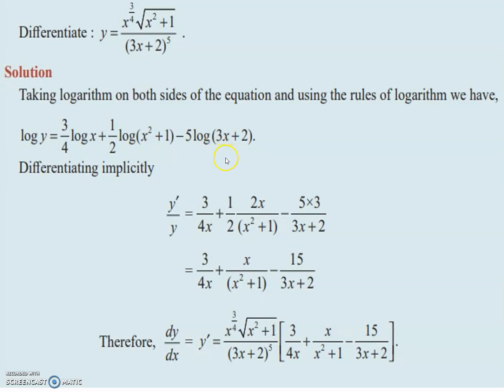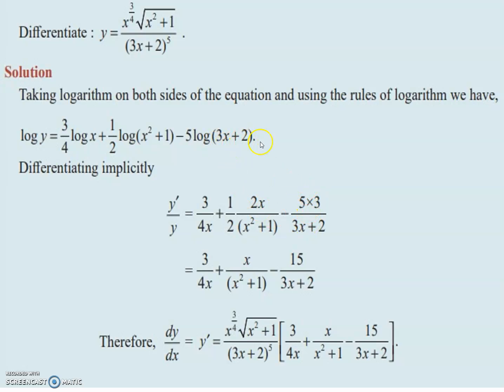Now differentiate with respect to x on both sides. log y gives 1 upon y dy by dx. 3 upon 4 stays the same, the derivative of log x is 1 upon x. 1 upon 2 remains the same. The derivative of log f(x) is 1 upon f(x) into the derivative of f(x), so 1 upon x square plus 1, and the derivative of x square plus 1 is 2x. Minus 1 upon 3x plus 2, 5 remains the same.